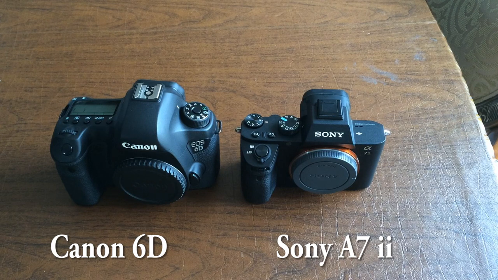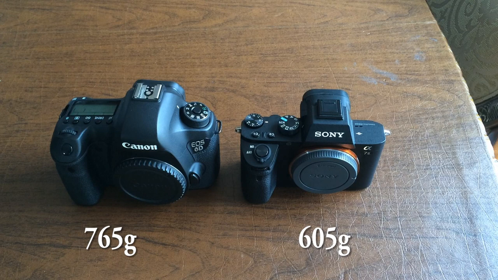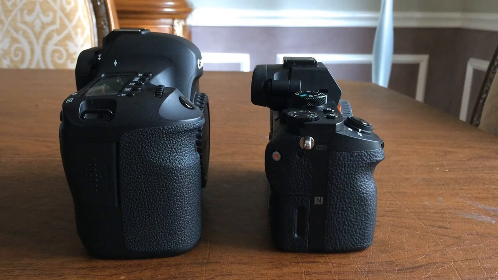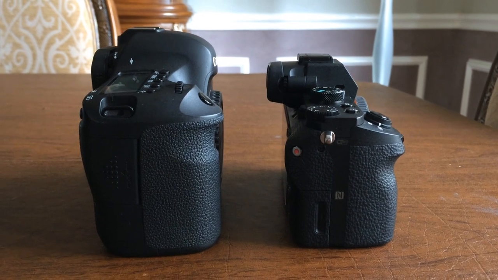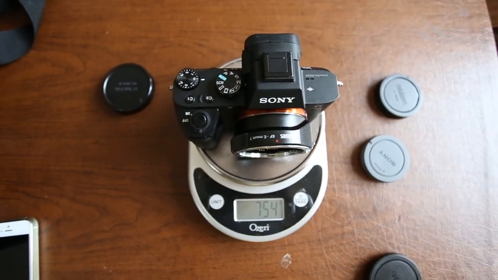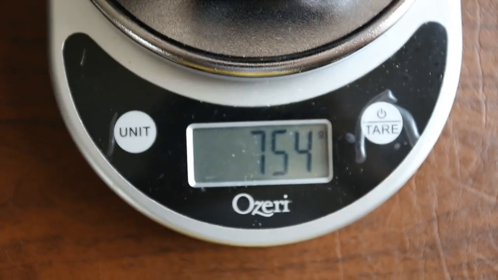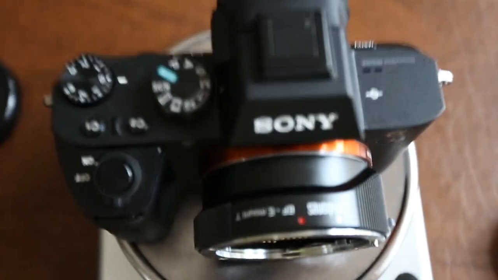Both cameras are weighed with the battery and the SD card. The Canon weighs in at 765 grams, and the Sony weighs 605 grams. And side by side, that's the size difference. However, the Sony with the Metabones is 754 grams, which is practically the same thing as the Canon.